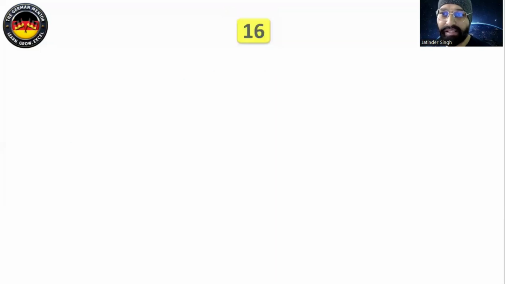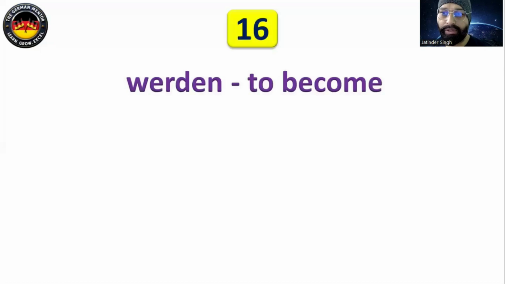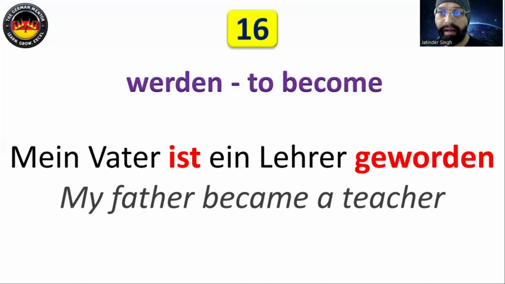Number 16, sein, werden, to become. So werden is an old werden, which means to become. So werden also uses sein as its helping verb. Mein Vater ist ein Lehrer geworden. My father became a teacher. So werden changes to geworden and the helping verb is sein.